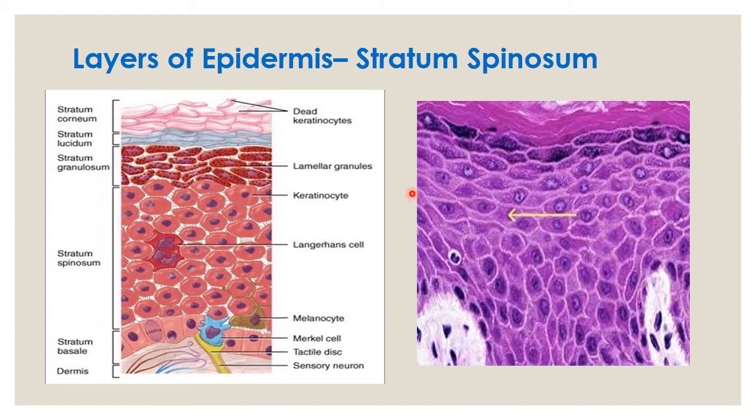The next layer is the stratum spinosum. The stratum spinosum is the thickest of all the layers. It consists of polyhedral cells, and these polyhedral cells have a centrally placed nucleus and nucleoli. These polyhedral cells show a thick cytoplasm, and this thick cytoplasm is capable of synthesizing keratin filaments.